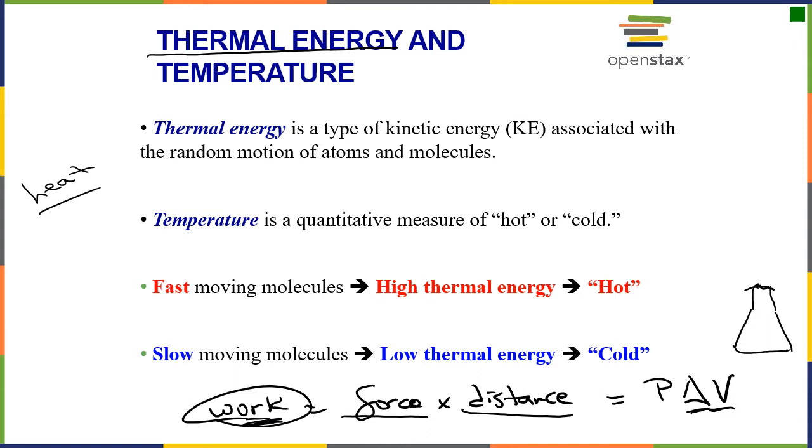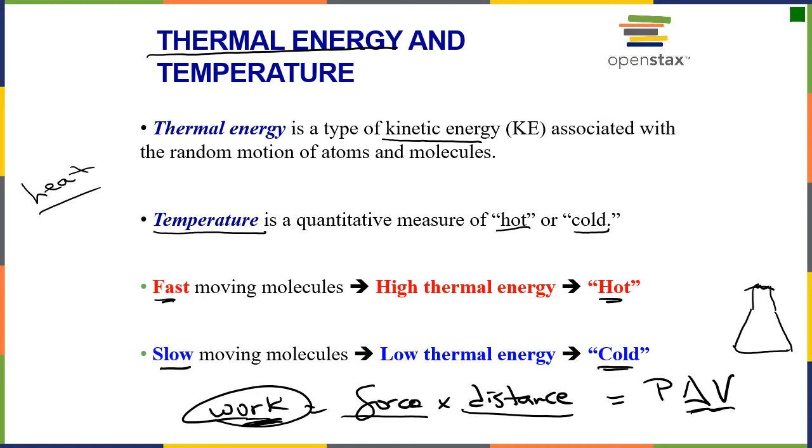So heat, or thermal energy, is a type of kinetic energy associated with random motions of atoms and molecules. Temperature is how we describe, and it's quantitative, hot and cold. So if we say that we've got fast moving molecules, they've got lots of thermal energy, and they're hot. If they're moving slowly, we say that they are cold.